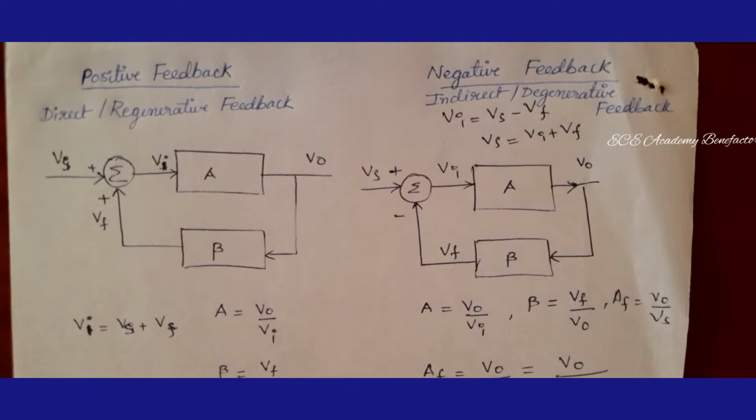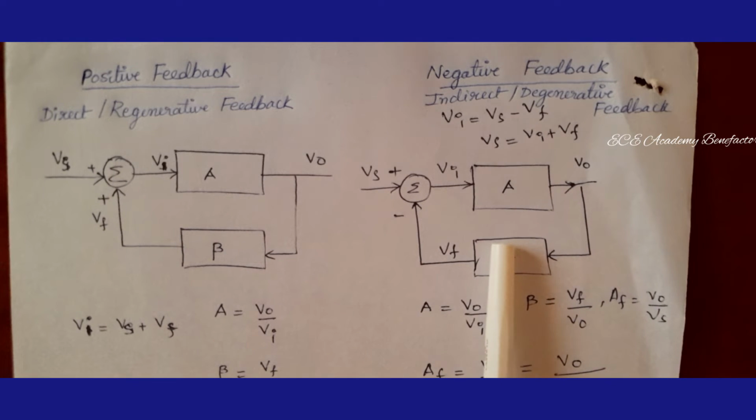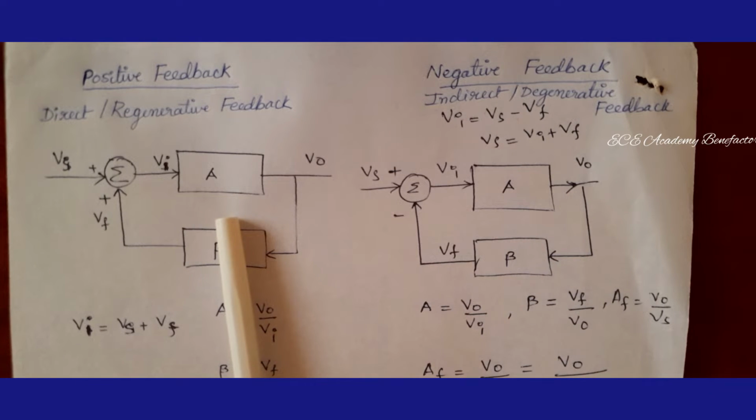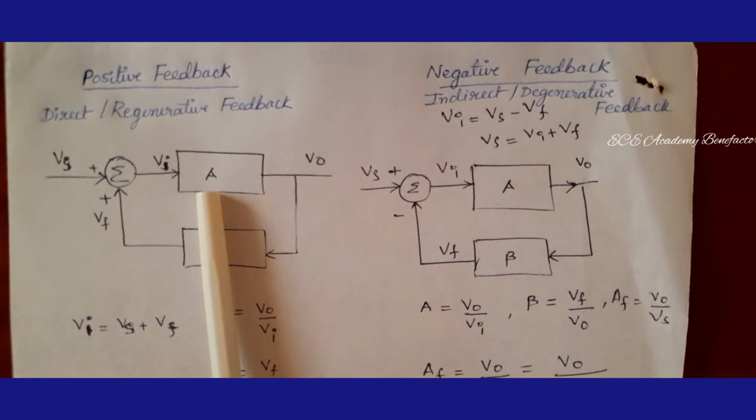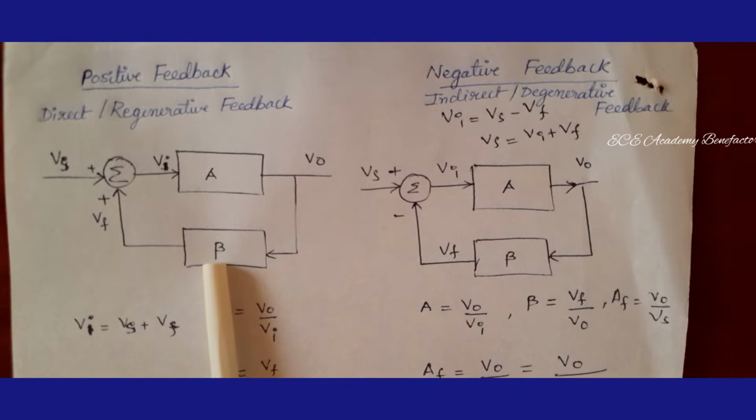In our previous class we have defined feedback. So, what is feedback? A feedback is a process of injecting a fraction of output back to the input. There are two types of feedback, positive feedback and negative feedback. The feedback is applied to an amplifier of gain A and a feedback network of ratio beta.